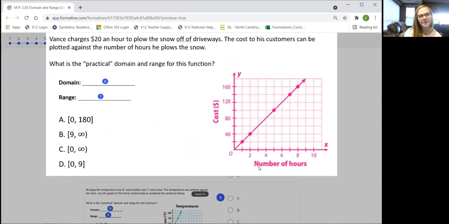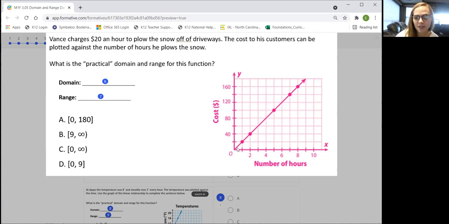Here's another graph. Vance charges $20 per hour to plow snow off the driveways. The cost to his customers can be plotted against the number of hours he plows. Okay, so again, your hours, time, is independent of your cost. Okay, so if we look at the domain, so left to right, the furthest left is at 0 right there. And then I have an arrow, which is pointing to the right.